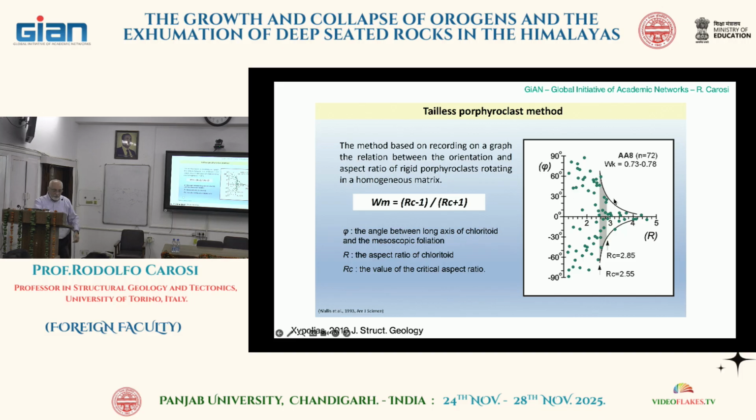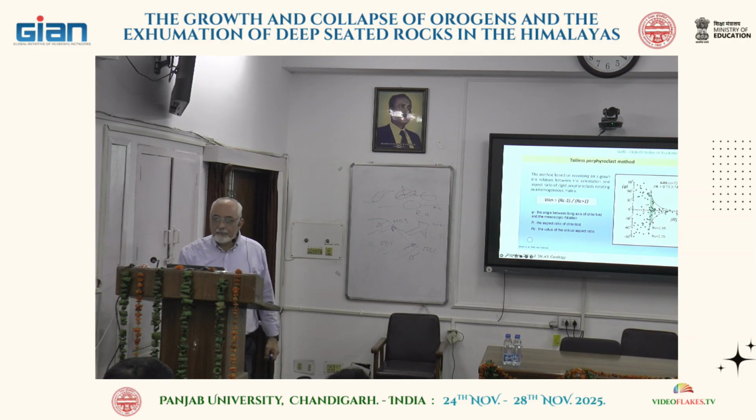So for this method, you need to have a rock with deformed porphyroclasts, maybe some sigma tails and so on, but I don't take care of this. This is a mylonitic foliation. You can measure the long axis, the short axis, and the orientation of the long axis with respect to the foliation. So you have the axial ratio and the orientation of each porphyroclast. These are just enough parameters to build up this graph.